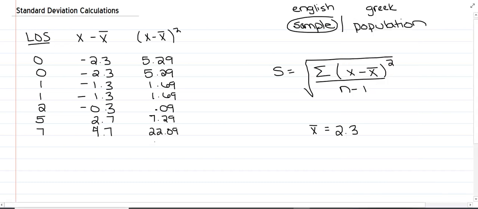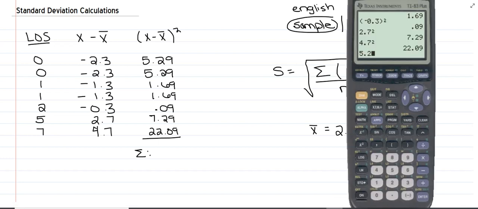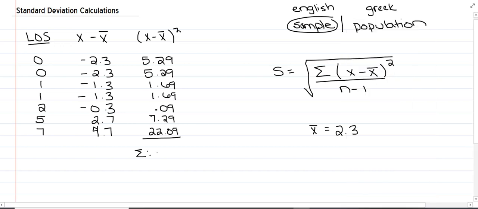And now I want to find the sum of this column. So that will be the numerator in this calculation here. So the sum of this column here, we'll go ahead and add those together. And that's going to give us 43.43. So the sum of x minus x bar squared is going to be 43.43.